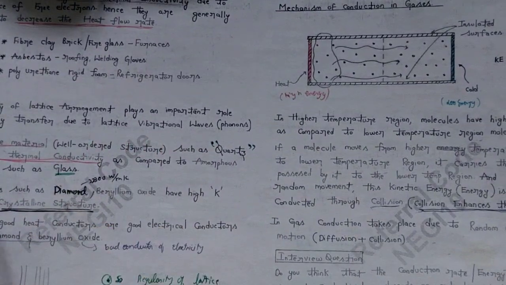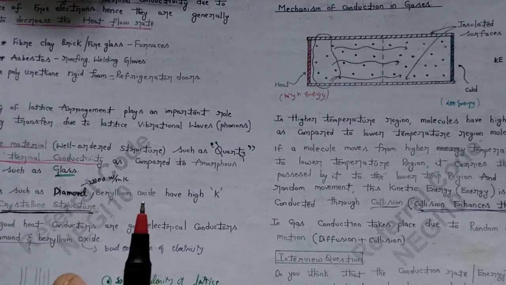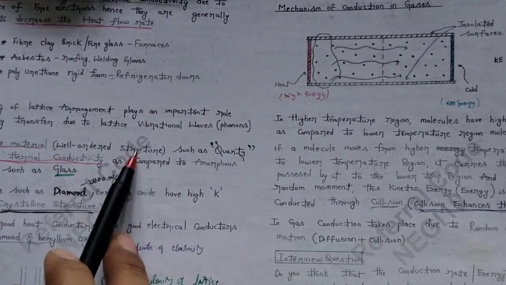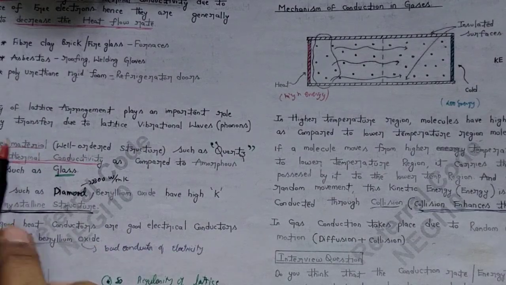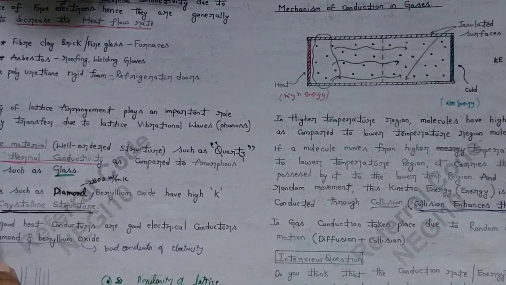Next, non-metals such as diamond and beryllium oxide have higher thermal conductivity. Why are we comparing diamond? Because diamond is a non-metal, it does not come under the metal category, but due to its crystalline structure it has high thermal conductivity. Whenever the crystalline structure is well ordered, there will be higher thermal conductivity. Amorphous is glass.